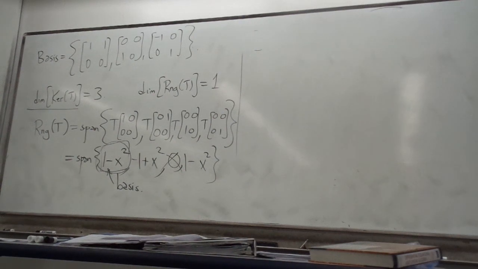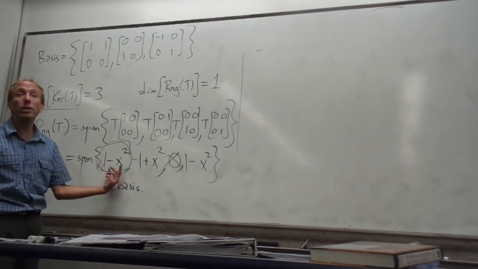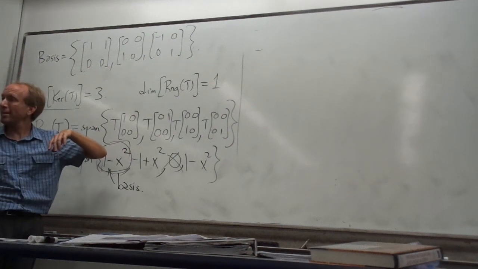Now, is it onto? No. What's the quick reason why it's not onto? It's not the same dimension. It's not the right dimension, would be what I would say. P2 of R is 3-dimensional, but I only got a 1-dimensional range. Not big enough. That make sense? Yeah.